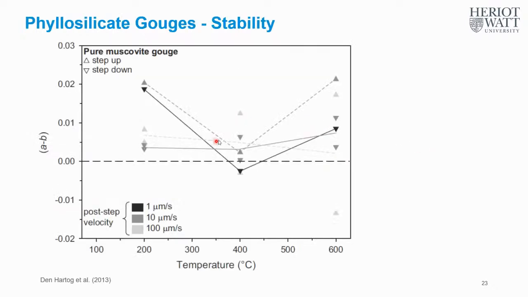So this is A minus B, the rate and state friction parameter, A minus B data for muscovite gouges at a variety of temperatures. And what we see here is that the A minus B value is predominantly positive. So that is predominantly velocity strengthening, or stable behavior, for muscovite under these conditions.